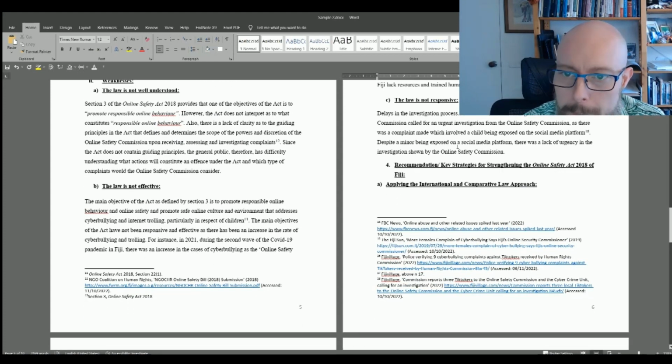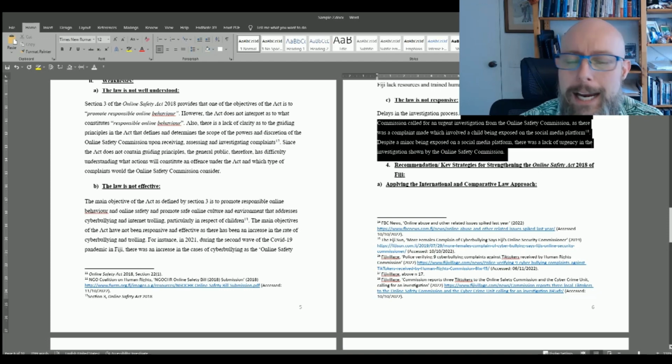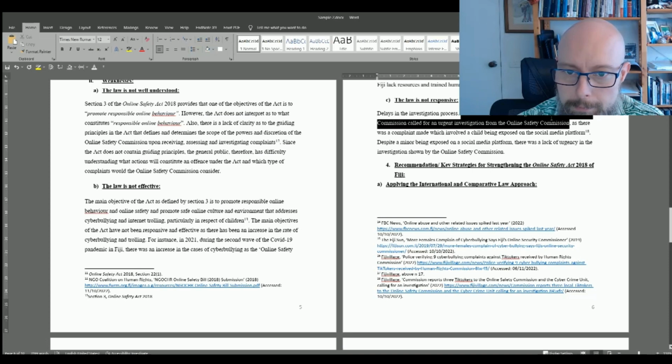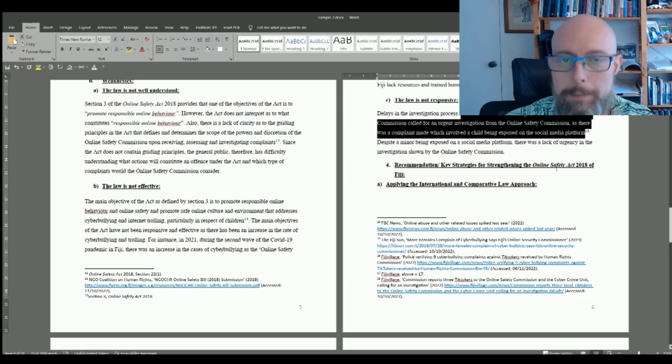The law is not responsive. Okay, delays. Here's an example. Okay, but that doesn't actually give me any evidence. I can't give any credit to that because there's no evidence. The law is not responsive because there's delays. For instance, there was a complaint involving a child. How does that tell me about delays? So that's a bit sloppy.